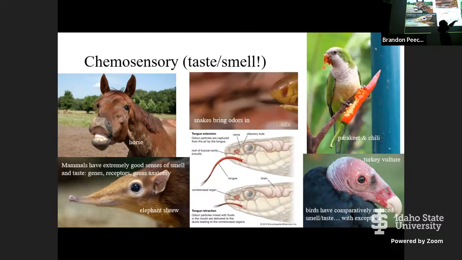But this top picture here, talk with your neighbors for a second. What is happening?